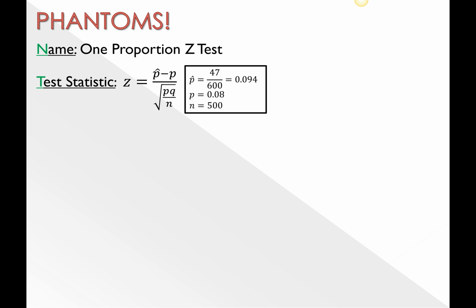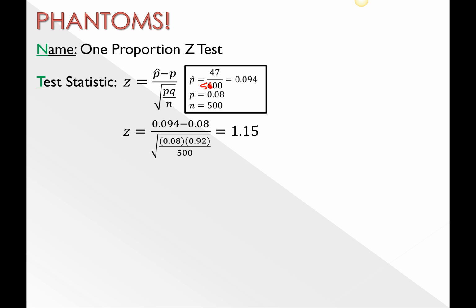Remember, p hat is going to be the 47, and it should be over 500, not 600. That is a small error there. So 47 over 500, which is 0.094. And our p, which is our true proportion, is going to be 0.08. So we're going to go ahead and plug all this in.